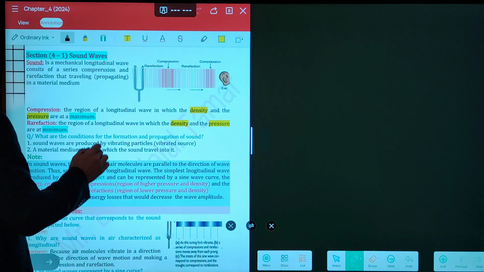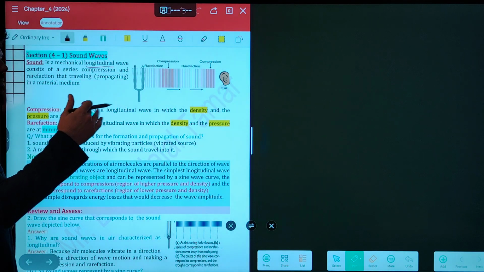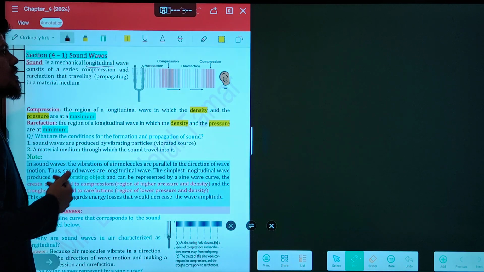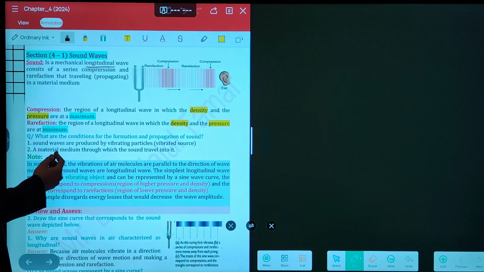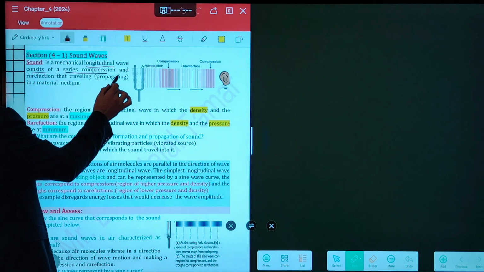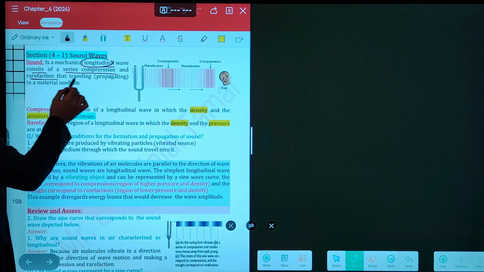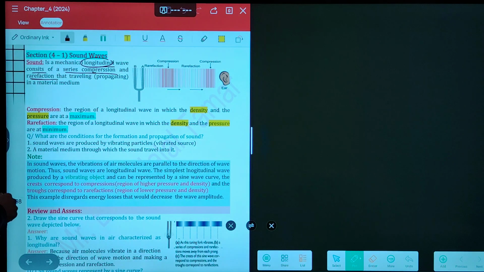What is sound? It is a mechanical longitudinal wave. Why is sound a longitudinal wave? Because the vibration of particles is parallel to the direction of the wave. It consists of what? A series of compressions and rarefactions. Because in a longitudinal wave we have rarefaction and compression that are propagating in a material medium.